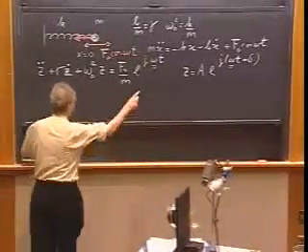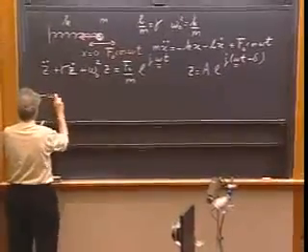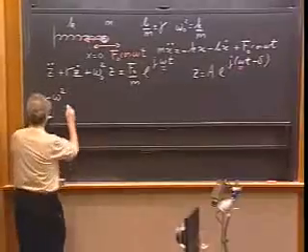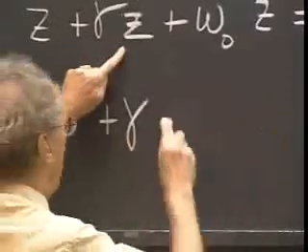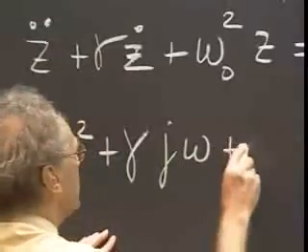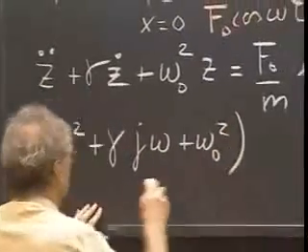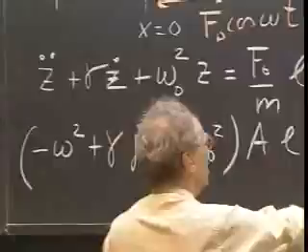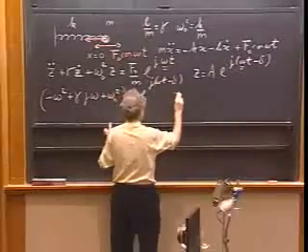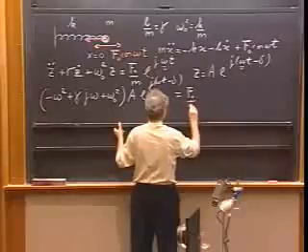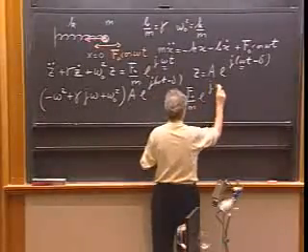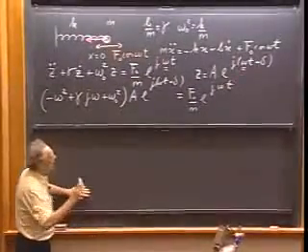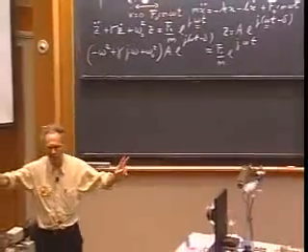So now I'm going to take the second derivative, so I get minus omega squared. j omega comes out twice, so I get minus omega squared. Then I get plus gamma times j omega. Then I get plus omega 0 squared. And that whole thing multiplied by A times e to the power j(omega t minus delta) now equals F0 divided by m times e to the power j omega t. So the whole thing is now in the complex plane. And you see that e to the power j omega t cancels on both sides.